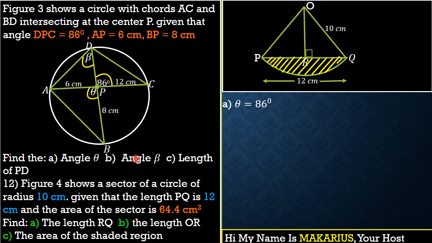Great. Now, friends, the B part wants us to get the angle beta. Keep in mind that according to circle theorems, the angle subtended at the circumference of a circle is half the angle subtended at the center. So the angle subtended at the center of the circle has to be what, guys? Twice the angle subtended at the circumference. It therefore means that our beta has to be what, guys? Half of 86 degrees, which is 43 degrees. So our beta is equal to 43 degrees.